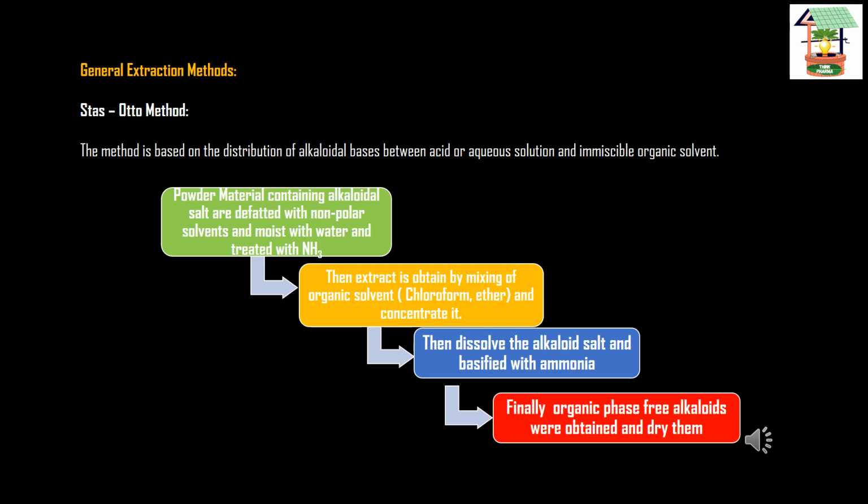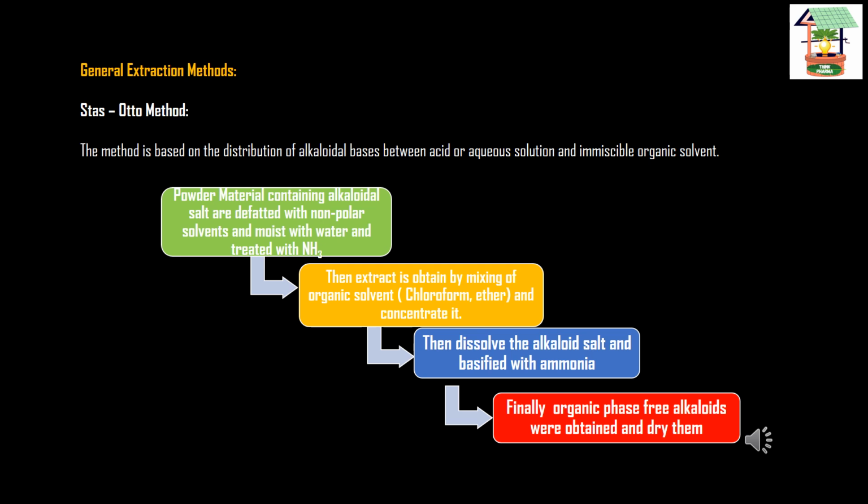So coming to method A, this is the Stas-Otto method, the main important method for extraction of these alkaloids. This method is based on distribution of alkaloidal bases between acid or aqueous solution and immiscible organic solvent. Okay, and then in the first step, powder material containing alkaloidal salt is defatted with non-polar solvents, moistened with water and treated with ammonia.